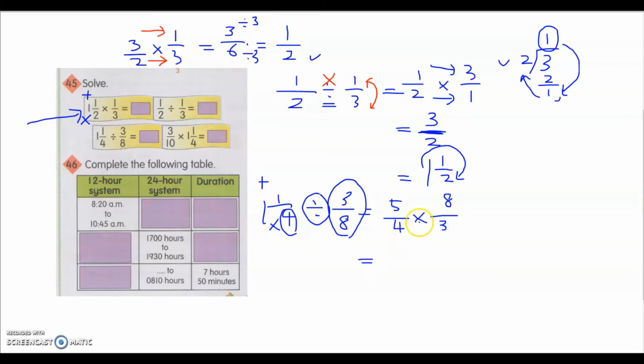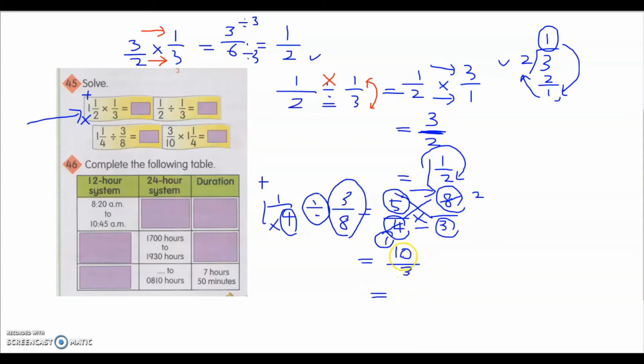Now here, you can straight away times or you can simplify first. So how do we simplify? We simplify crisscross. Alright, so 4 and 8 you can simplify. So this one we divide by 4, we get 1. We divide by 4, we get 2. Now 5 and 3 we cannot simplify. They are not in the same times table. So then we have to times. So 5 times 2, we get 10. The bottom is 1 times 3, we get 3.